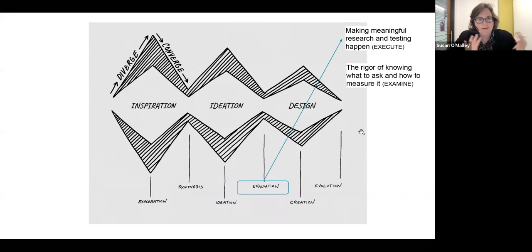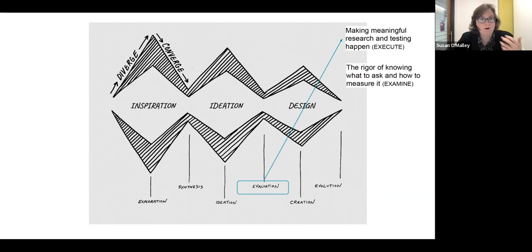Evaluation, right? So we've had this explore journey. We've maybe created prototypes. We're now maybe going to test, and this is really where examine and execute energies are going to be more dominant and come to the fore. And the rigor of knowing what to ask and how to measure is really important here, as well as the energy around making things happen in a way that's appropriate for what the customer feels comfortable with, what the user feels comfortable with, what the team can do.